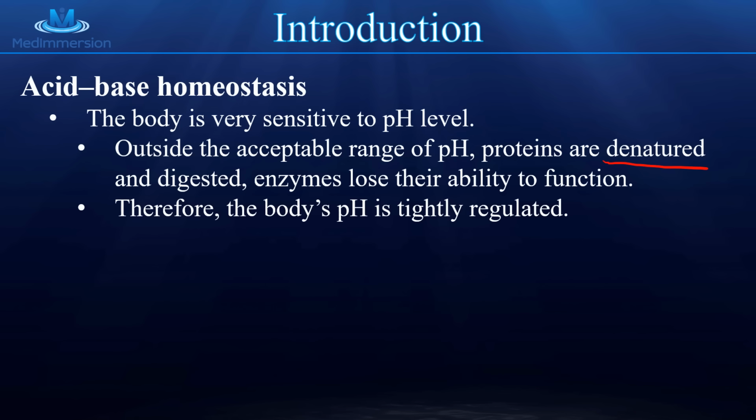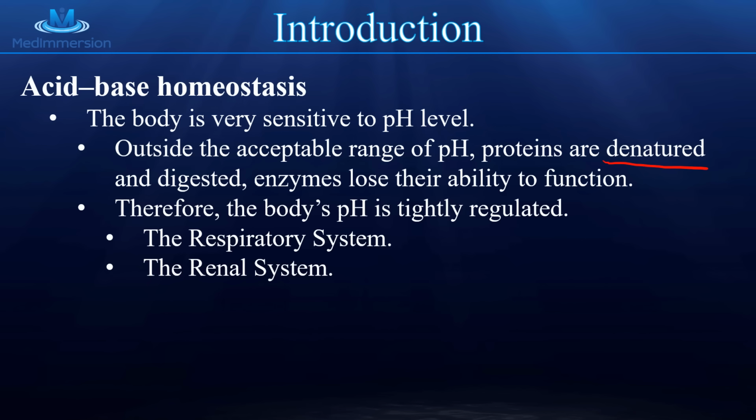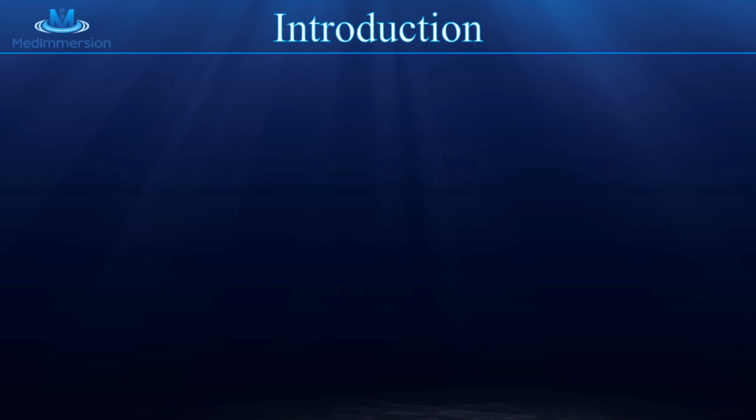It's for this reason that the pH in our bodies is highly, highly regulated, and that's done by two main systems, the respiratory system and the renal system, which I cover in this lecture. If you want to learn a little bit more about buffering agents, check out one of the links in the YouTube cards. The first thing that I want to talk about is the respiratory system.